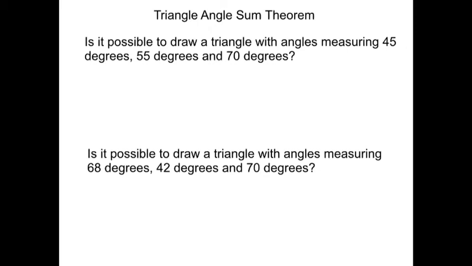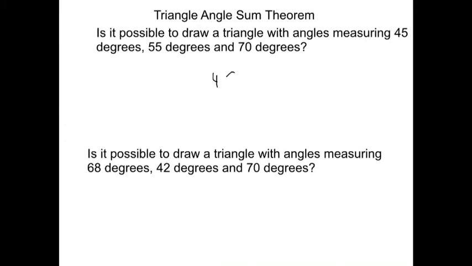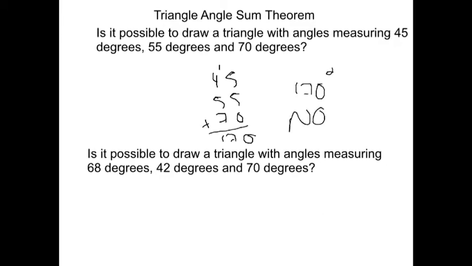If I'm asked to determine if a triangle exists with certain angle measures, I would use the triangle angle sum theorem to determine whether or not a triangle existed, realizing that all my angles have to add up to 180. So if I'm adding up all of the angles, 45, 55, and 70, if I don't get a sum of 180, then it's not going to work. Well, this sum is 170 degrees. So no, it's not going to form a triangle, because a triangle has to have a sum of 180 degrees. Whereas if I have 68, 42, and 70, and I add those up, I do get 180 degrees. So yeah, there is a triangle possible with angle measures of 68, 42, and 70.